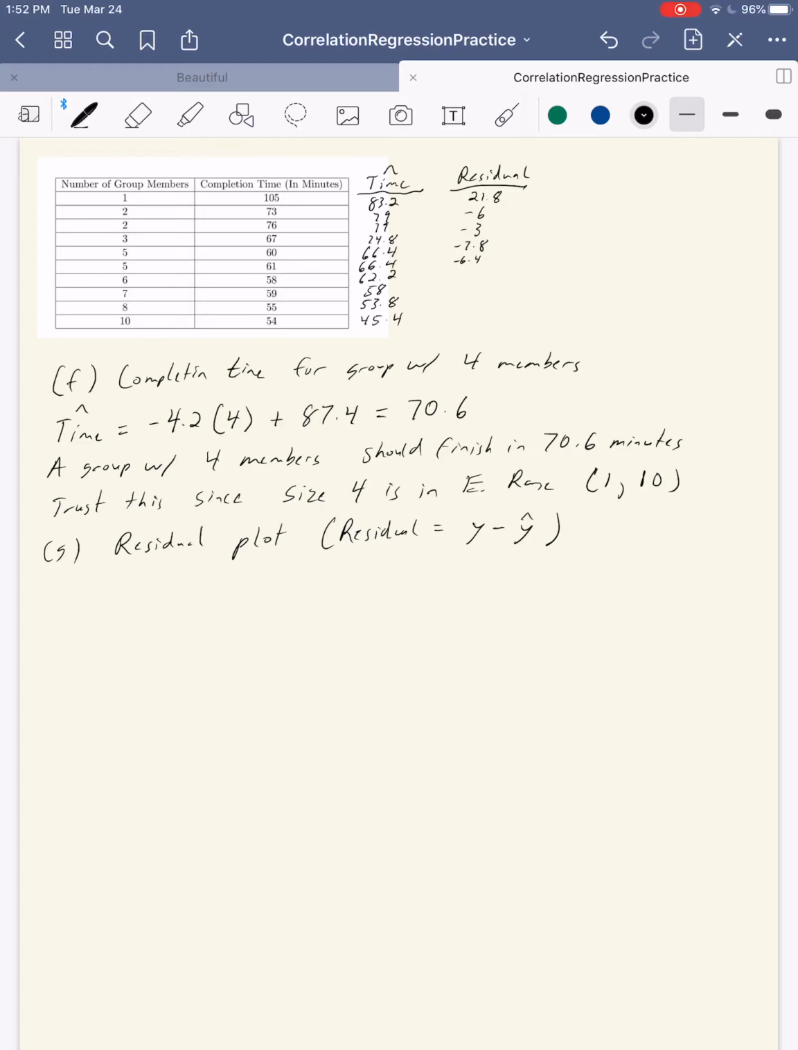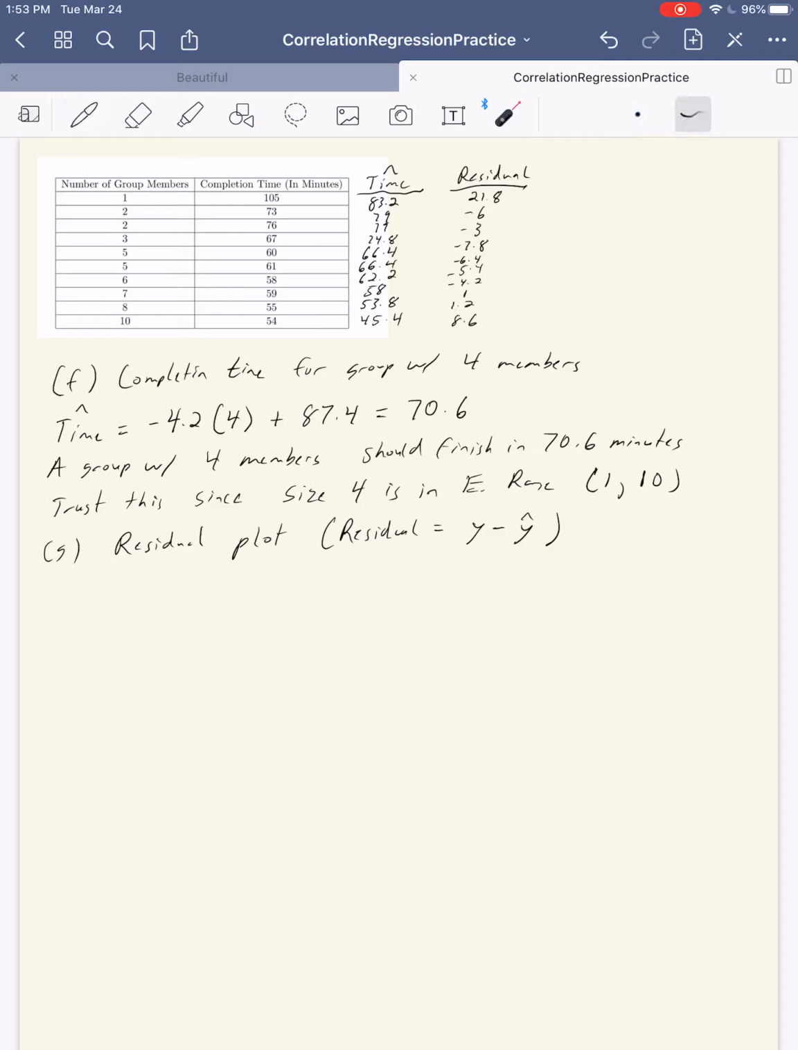Then 61 minus 66.4, we should get negative 5.4. Then for 6, we've got 58 minus 62.2, so we get negative 4.2. Then for 59 minus 58, we just get a 1. And then 55 minus 53.8, we get 1.2. And then finally 54 minus 45.4, we get 8.6.